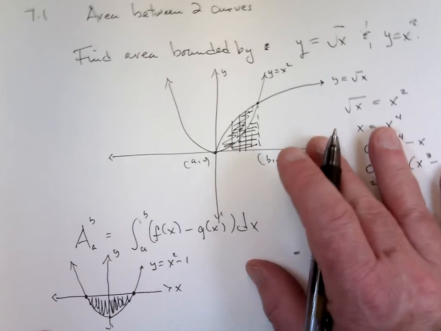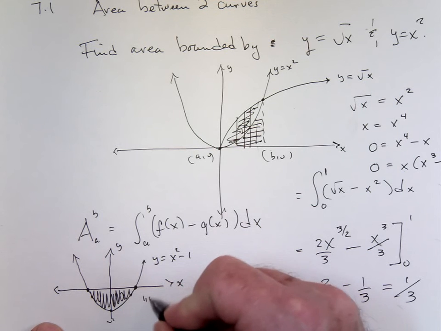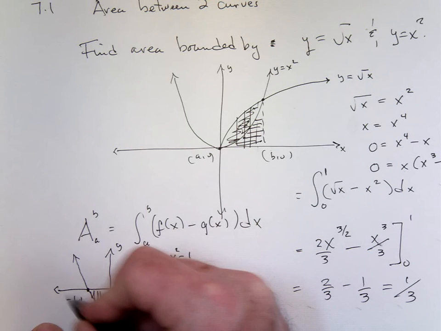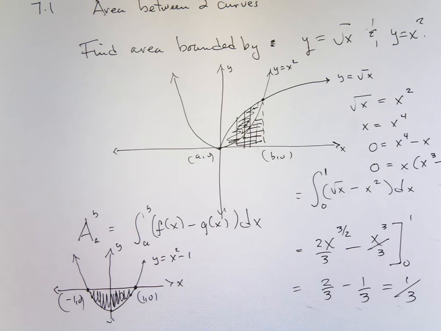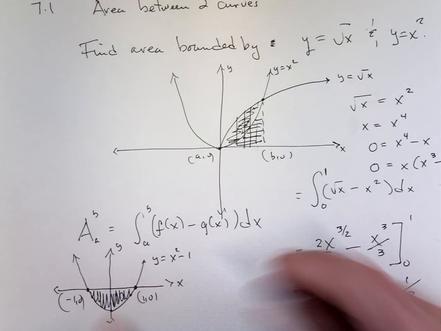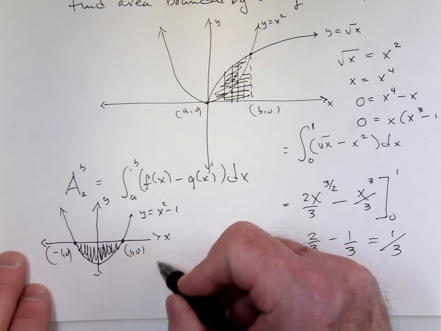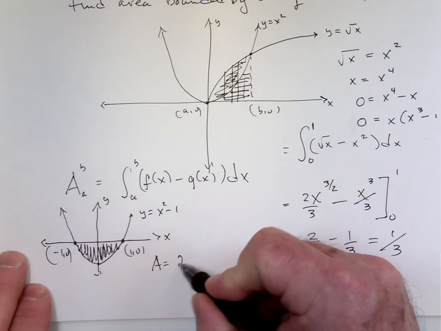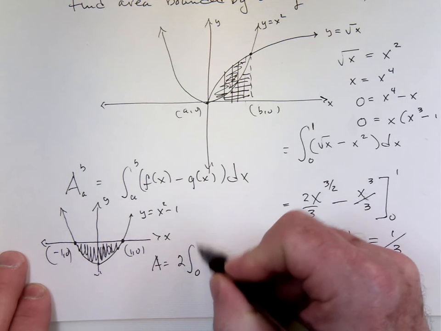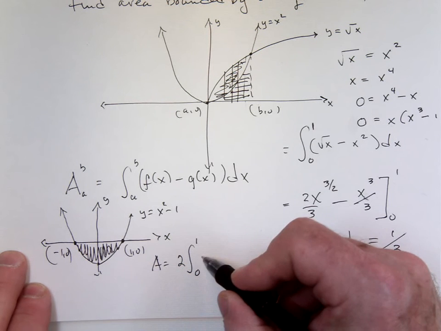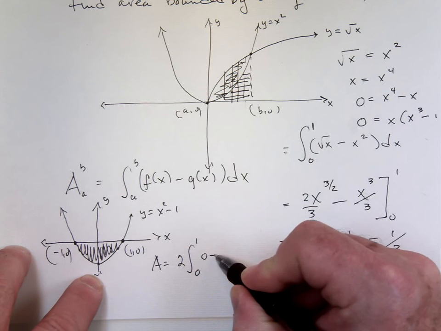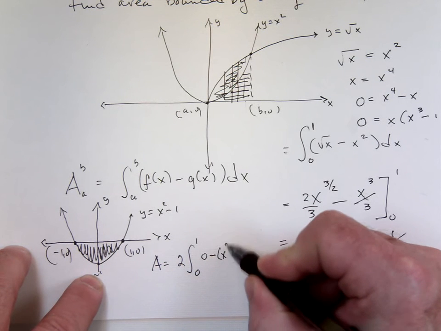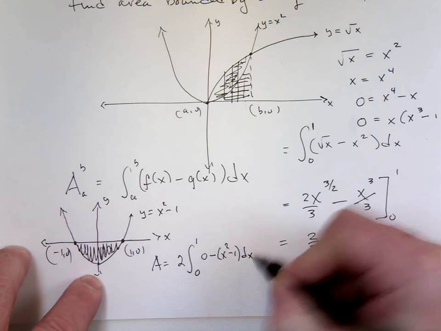Got an even function there. You got symmetry. If the problem is to find the area bounded by the two here, you could use the symmetry of the situation to do it this way. Sometimes it's helpful. Take twice the area from 0 to 1 of top, which is y equals 0, that's the x-axis, minus the bottom. It's always top minus bottom, okay?